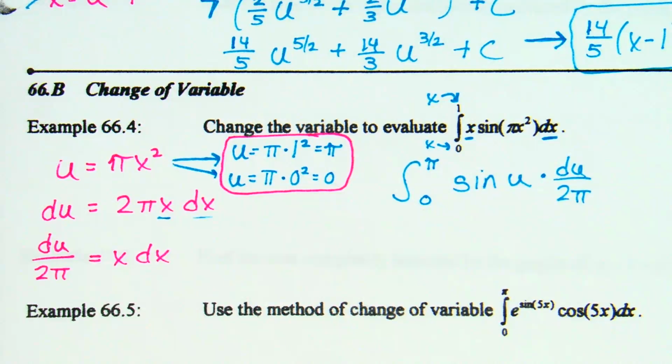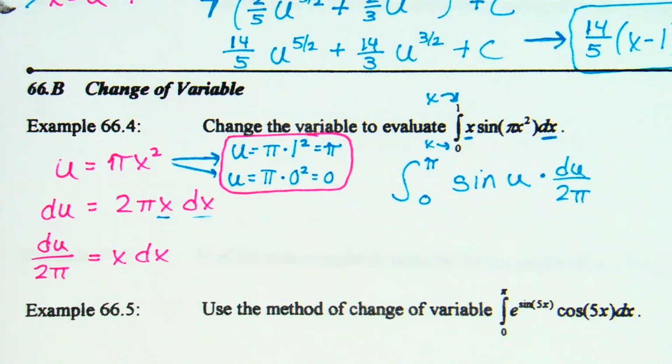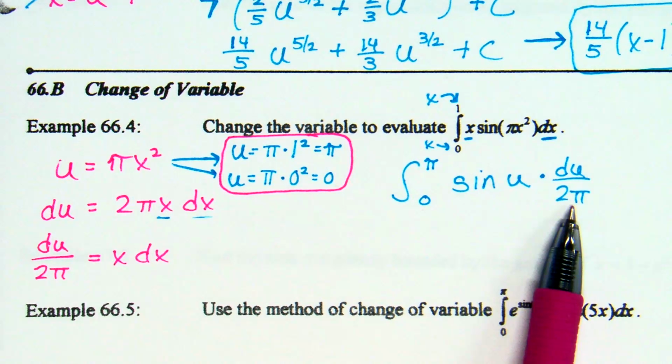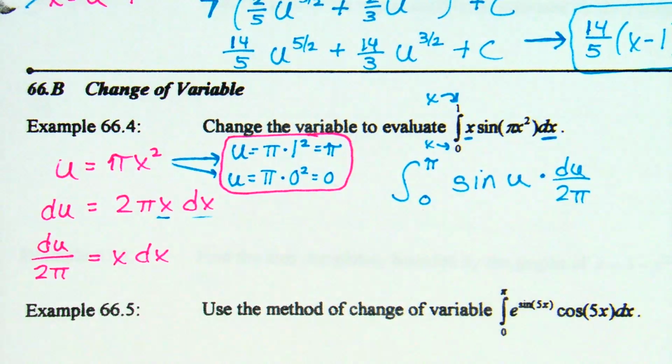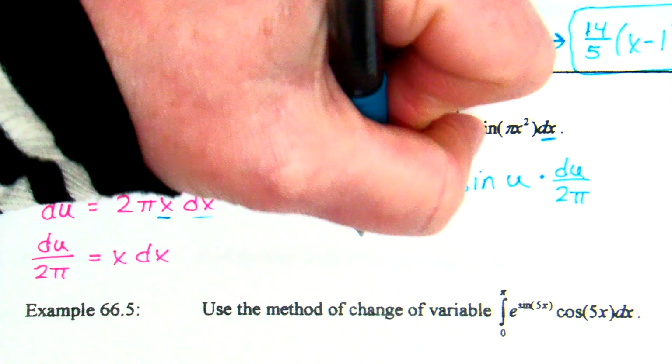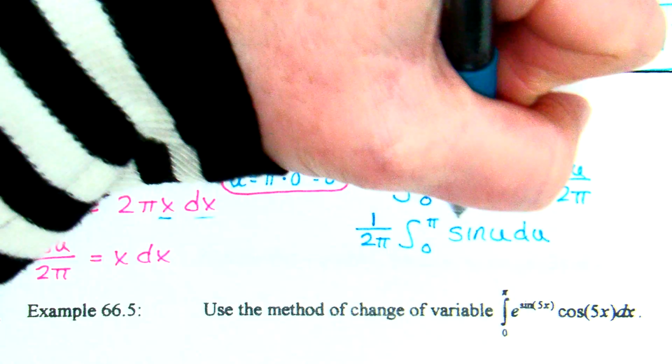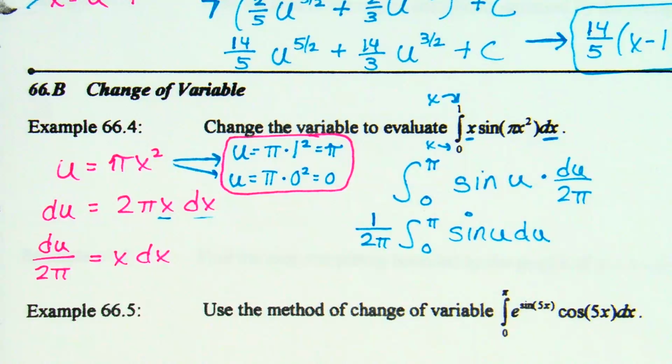Okay. As you look at that integral, do you guys want to bring that 2 pi out front? 2 and pi are constants, right? Then go out front. They're in the denominator, so I'm going to say 1 over 2 pi times the integral from 0 to pi of sine u du. Carry my 1 over 2 pi down.